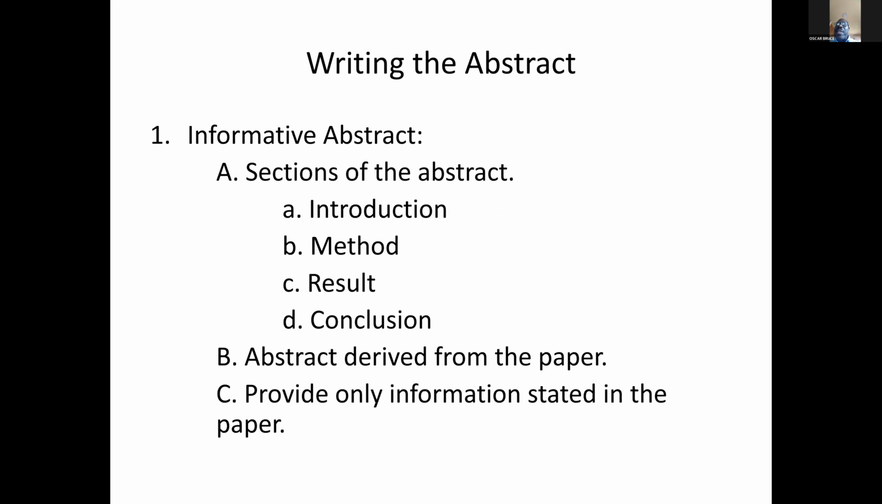Now we shall move on to write the abstract proper. And again, we begin with the informative abstract. The informative abstract traditionally has 4 sections, namely the introduction, the method, the results, and the conclusion. The discussion is conspicuously missing here, and I believe we can all guess why. This abstract, again, as I have pointed out, is a summary of, and therefore derived from the research paper. So it must, by all means, provide only information stated in the paper.